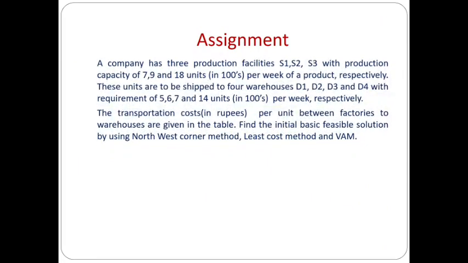So next comes the assignment problem. There is a company which has 3 production facilities S1, S2 and S3 with production capacity of 7, 9 and 18 units, which is given in hundreds per week of a product respectively. These units are to be shipped to 4 warehouses D1 to D4 with requirement of 5, 6, 7 and 14 units, which is given in hundreds per week respectively. The transportation cost in rupees per unit between factories to warehouses are given in the table. Find the initial basic feasible solution by using all 3 methods: Northwest corner method, least cost method and VAM.